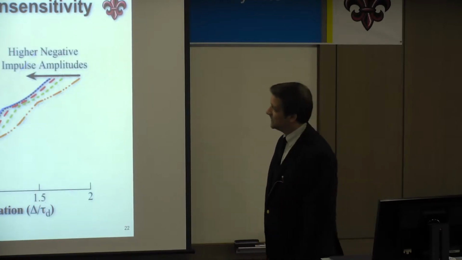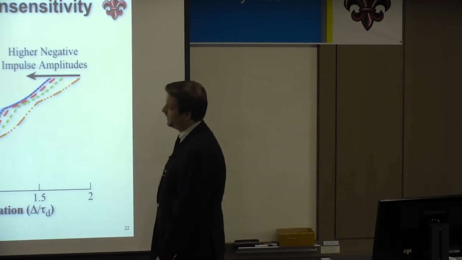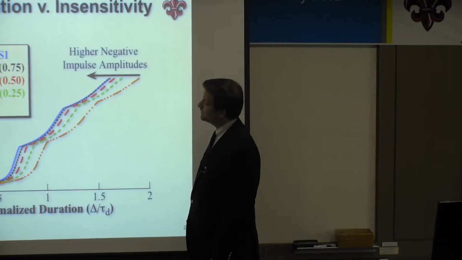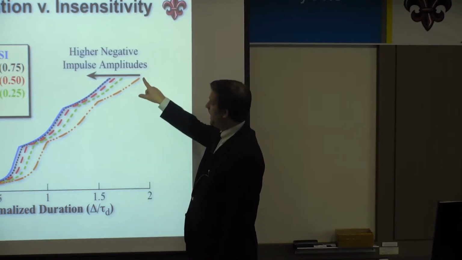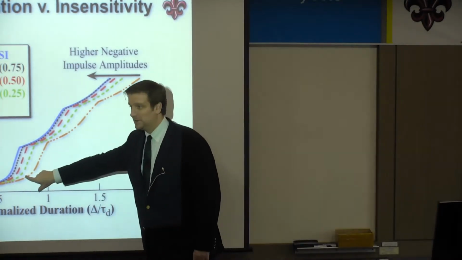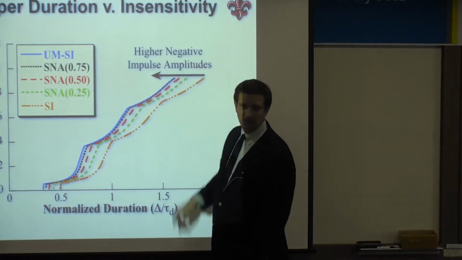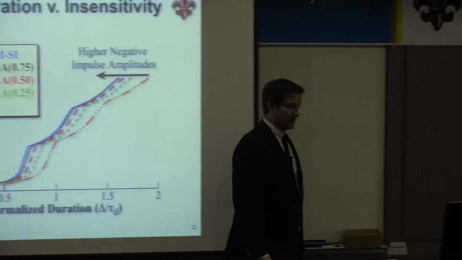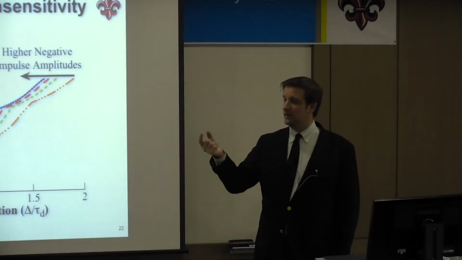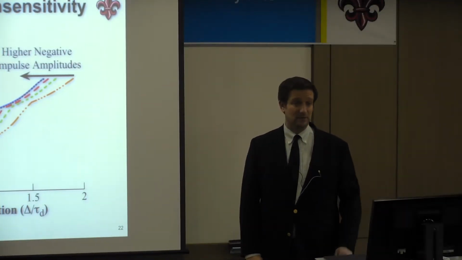I mentioned those SNA shapers that were developed during my PhD thesis. You go from a positive SI shaper here in orange. If you allow just a little bit of negative impulse, you get a lot of savings in duration. So even allowing a really, really tiny negative impulse can get you a lot of time savings. So there's some benefit there.